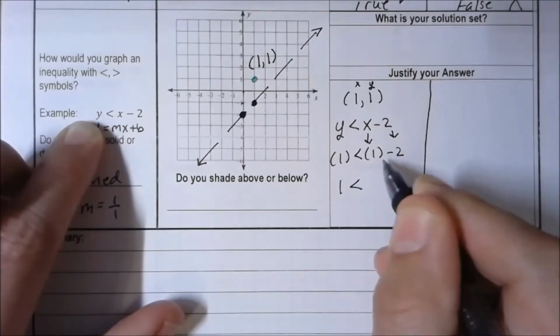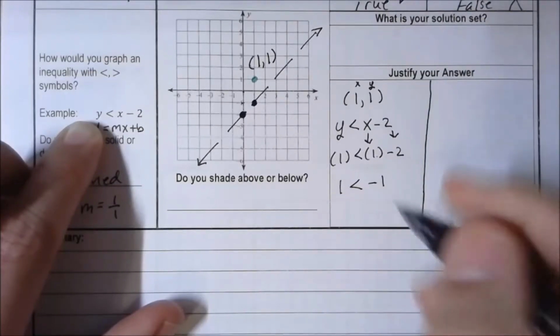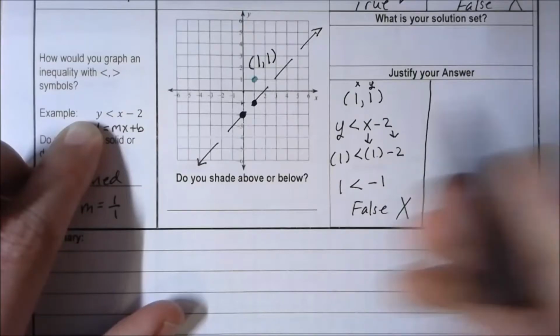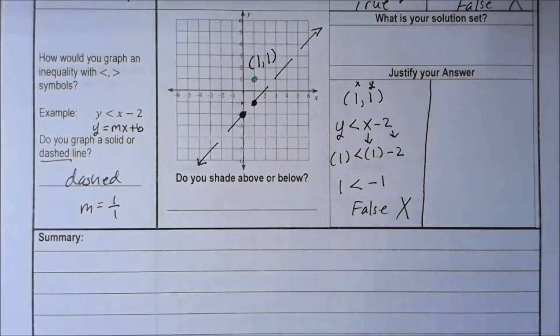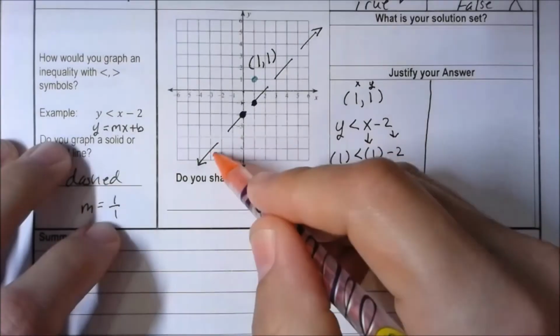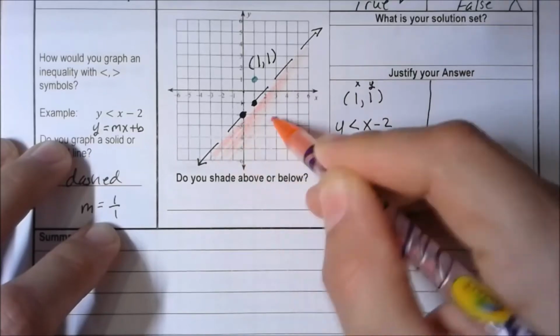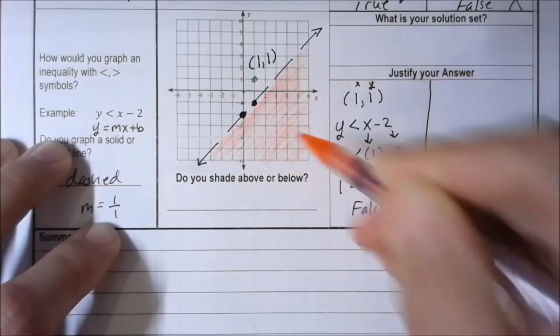1 is less than 1 minus 2, which gives me negative 1. Now, this is false. That's not true. So I'm going to put a big X. So it cannot be anything above this line. So I already know at this point, by using that test point, that all my solutions are going to be what's below this line right here. And it doesn't matter which point I pick below, as long as I pick one that's below it.